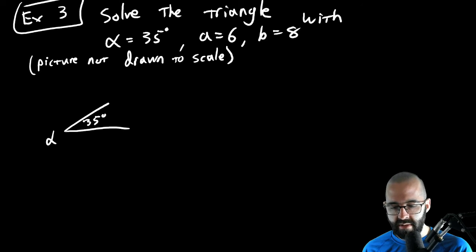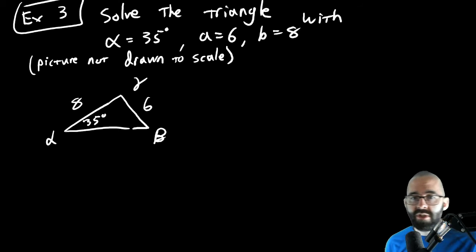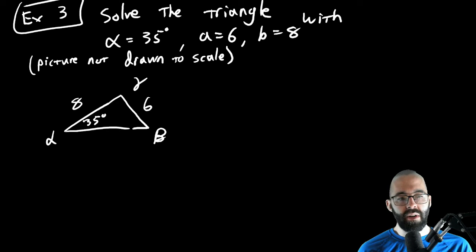And B is going to be over here. Let's say, I don't know, maybe it looks like something like this. This is beta. This is gamma. We don't know beta or gamma. We do know that A is 6 though. So we're going to approach this just like before.